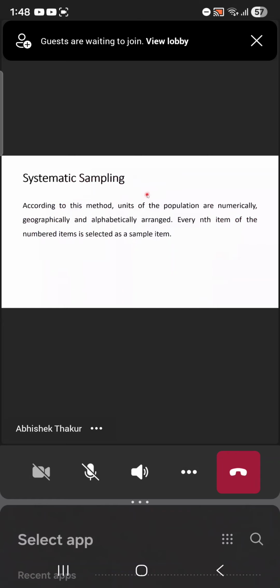Next is systematic sampling. According to this method, units of the population are numbered. First, we divide the population in a numerical, alphabetical, or geographical manner, and then we can select any person, any number from the alphabet or from the geographic location or numerical order.